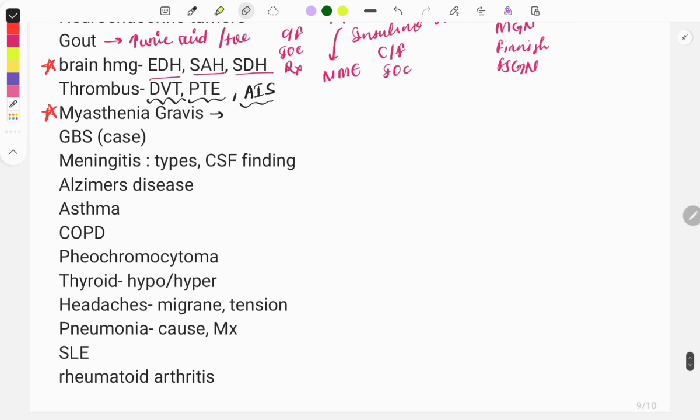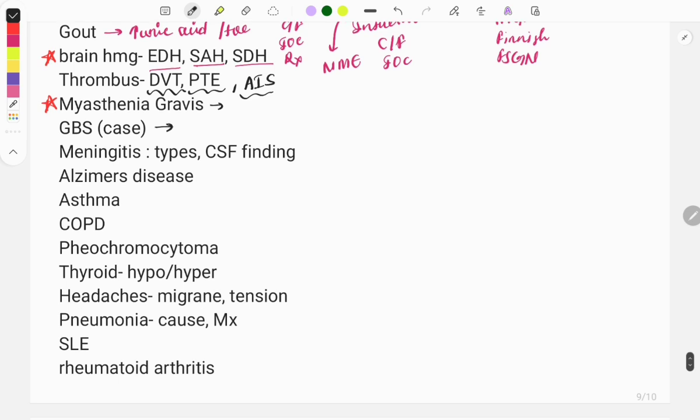Then moving on to Guillain-Barré syndrome, it is an autoimmune disorder attacking mainly the nerves, due to which there will be muscle weakness. So usually case-based questions are asked describing that the person is suffering from muscle weakness, coordination problems, and is unable to swallow.